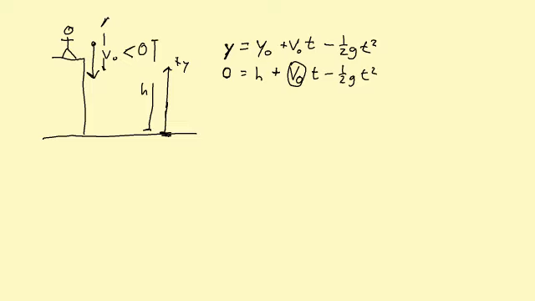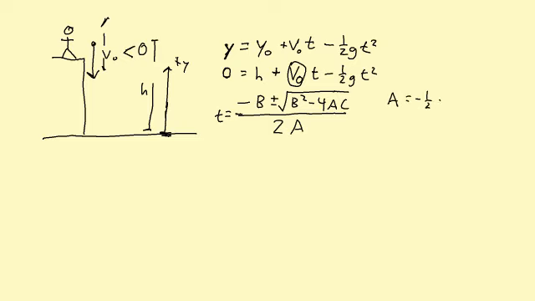Okay, so now we're going to have to do some quadratic equation solving. So t equals, and we're just going to do the quadratic equation: negative b plus or minus square root of b squared minus 4ac all over 2a. And this is where a equals negative 1/2 g, because that's our coefficient on the t squared term, b equals v naught, and c equals h.